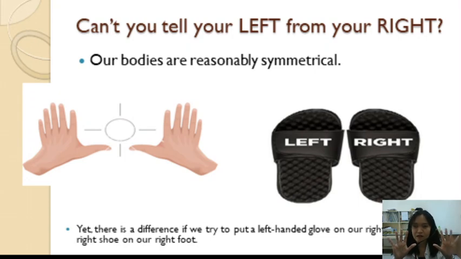So, you have left and right. When you place your left hand in a mirror, the mirror image looks like a right hand. So the right hand is the mirror image of your left hand, and the left hand is the mirror image of your right hand. Our body is symmetrical: if you divide it in the middle, the parts on the left and right are the same. Yet there is a difference if we try to put a left-handed glove on our right hand or a right shoe on our left foot.